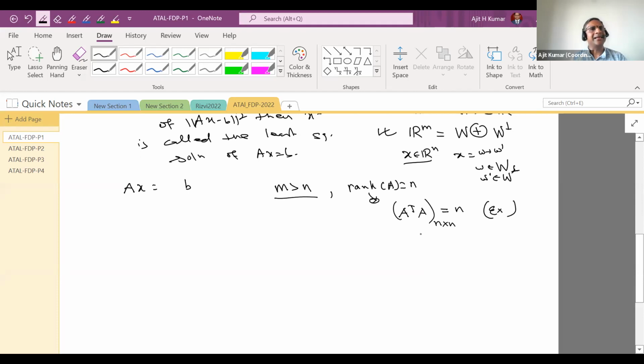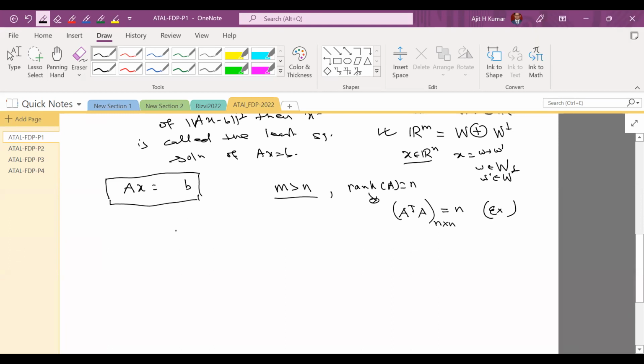But if this has rank n, what does it say? A transpose A is invertible. Now that tells me that I can do something here. What can I do? Pre-multiply by A transpose, sir. I can multiply both sides by A transpose. Very good. So I'll multiply this by A transpose: A transpose A X is equal to A transpose B.